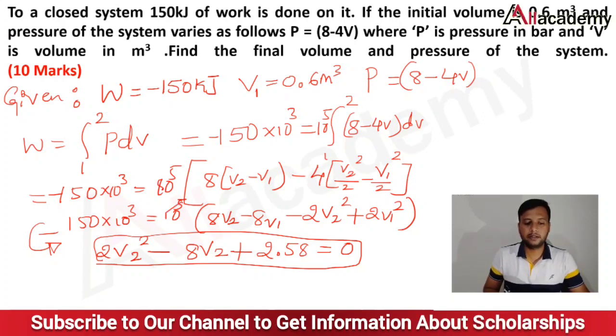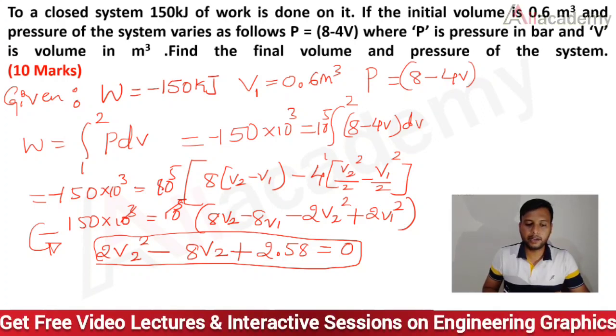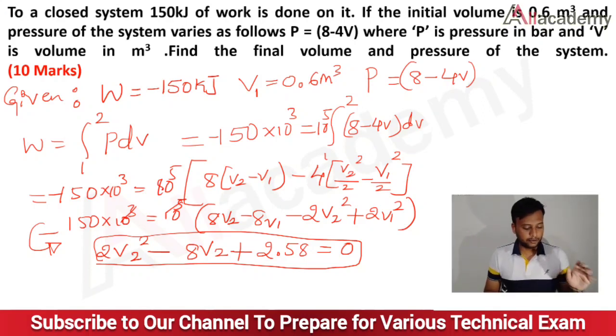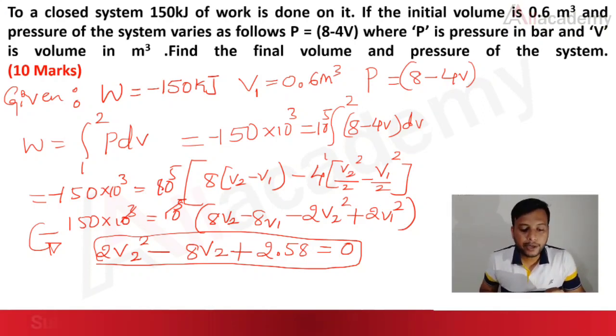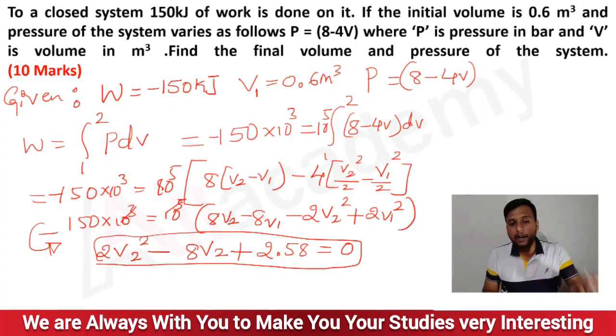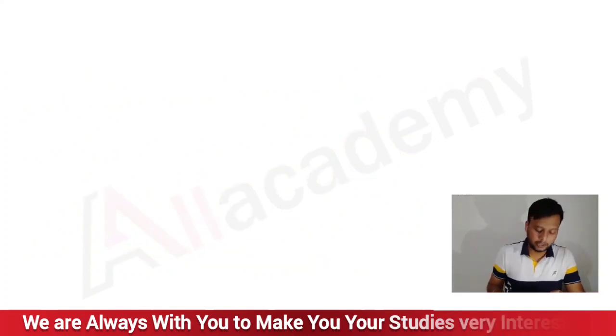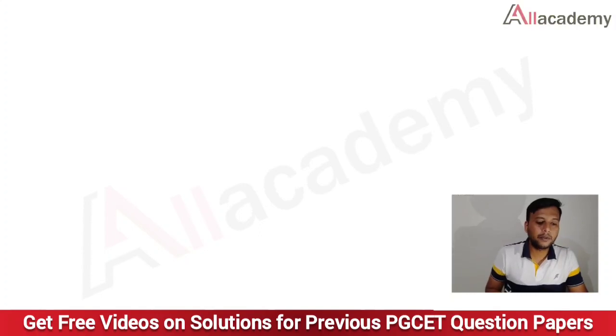So I will take this here, it will cancel, so it is 10 raised to 2, then I will take it at the denominator. Again, if I simplify all these terms, I will get an equation, that is 2V2 square minus 8V2 plus 2.458 equals 0. Now here V2 is an unknown term, which is the final volume, which can be identified by using Sridhar's formula. What is that Sridhar's formula?